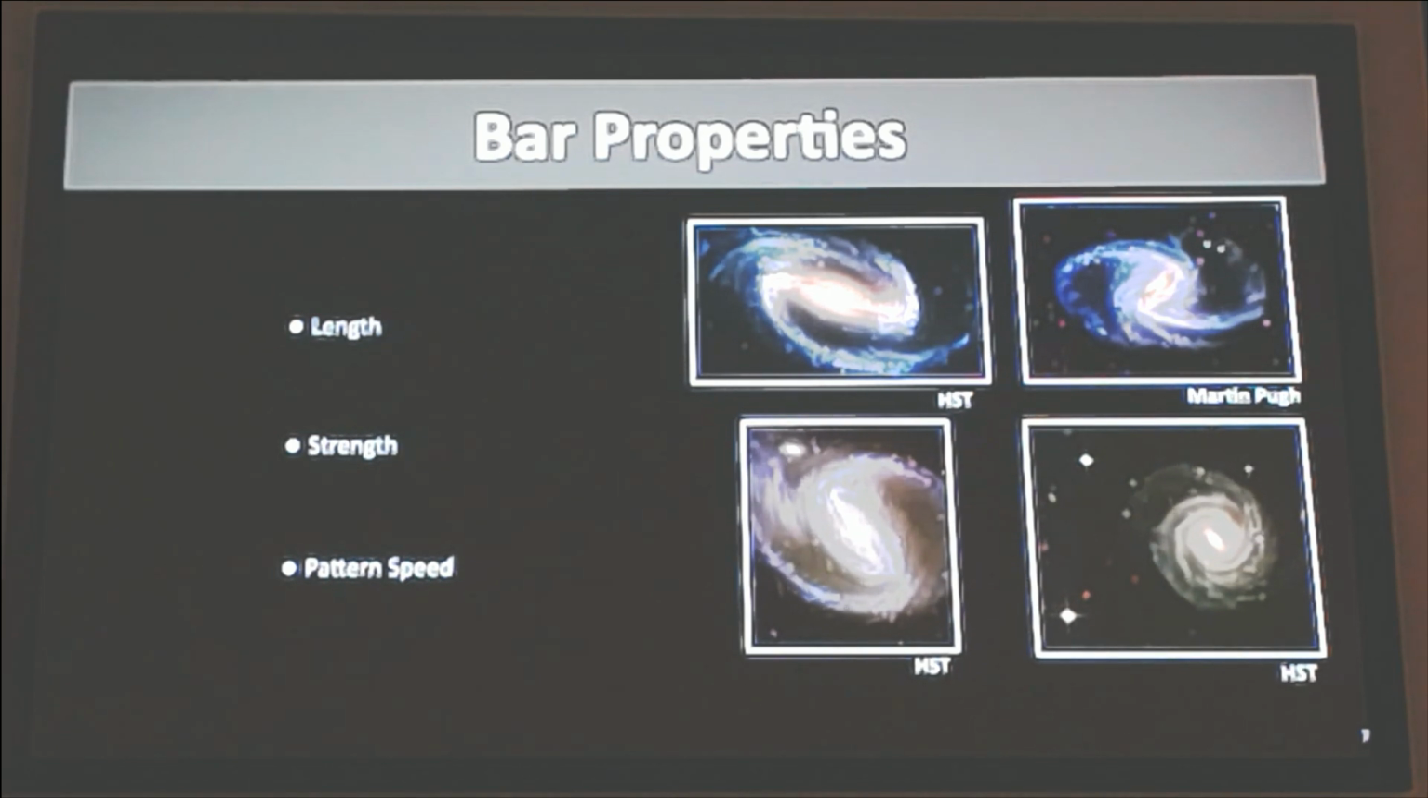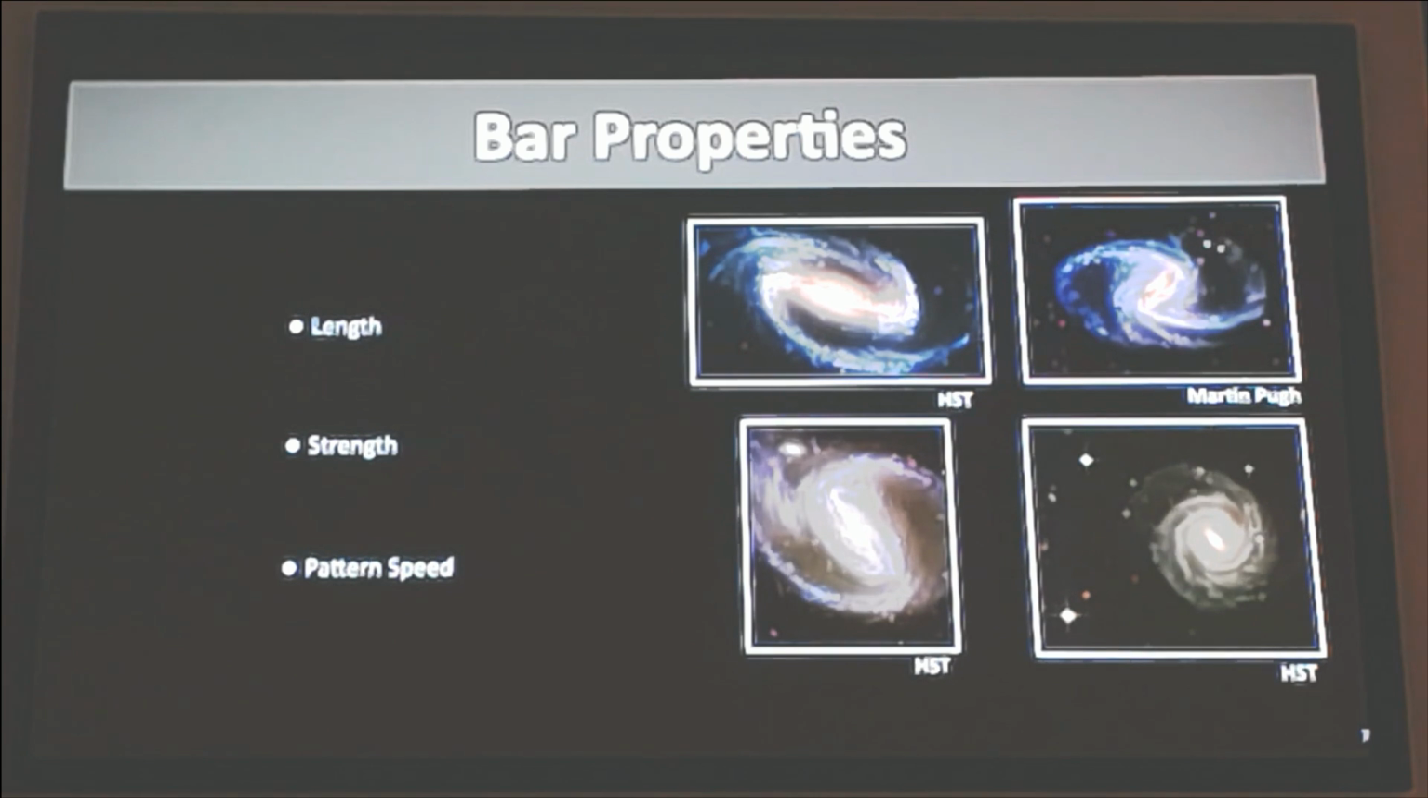The strength was originally a visual parameter, so one would look at an image of a galaxy and say, that's a strong bar, or that's a weak bar. And so it's basically just, that looks like a strong bar, it's really big, and that's a weak bar, it's kind of small. Nowadays we do quantify it, and it's more a reflection of the gravitational potential of the bar itself.